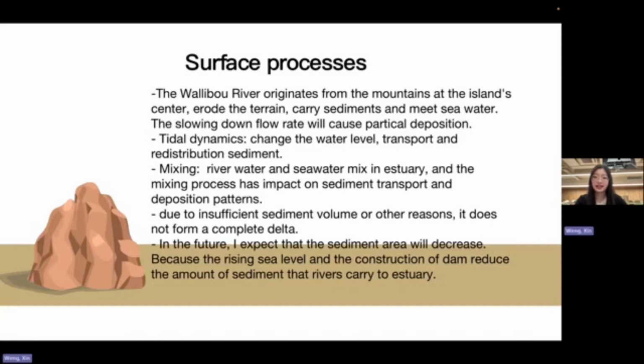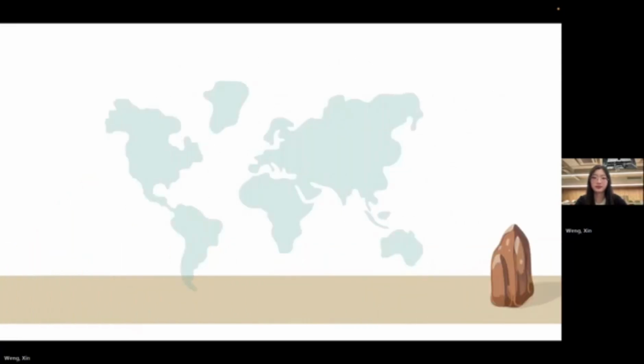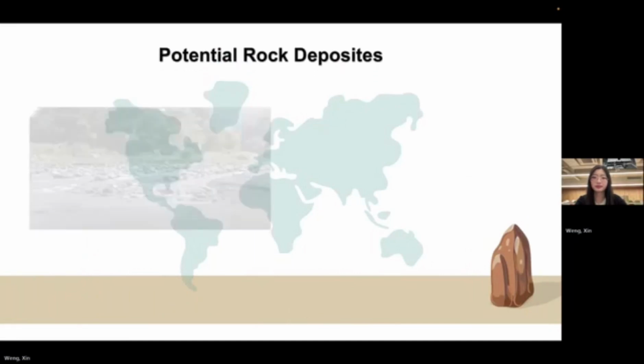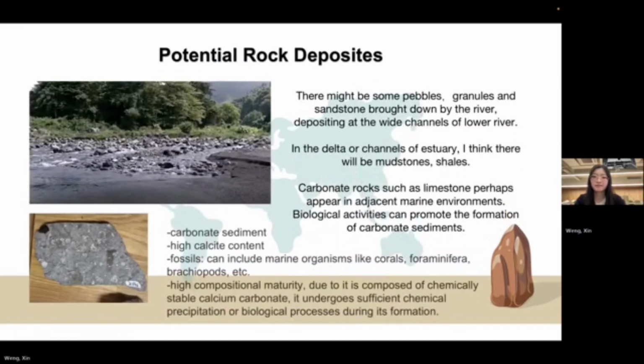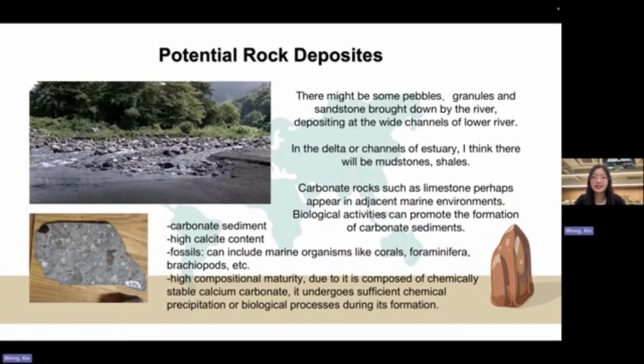In the future, I expect that the sediment area will decrease because of the rising sea level and the construction of dams reduce the amount of sediments that the river carries to the estuary. In this location, I think there might be some pebbles, granules, and sandstone brought down by the river, depositing at the wide canals of the lower river. Mudstone may show up in the delta or canal of the estuary.